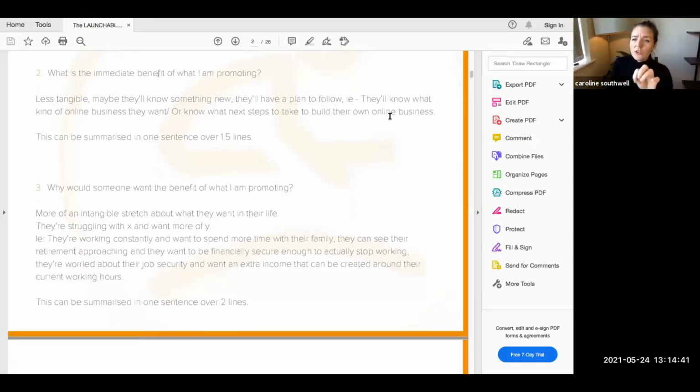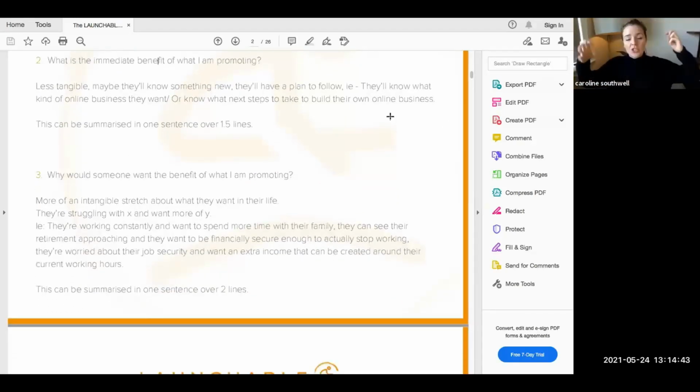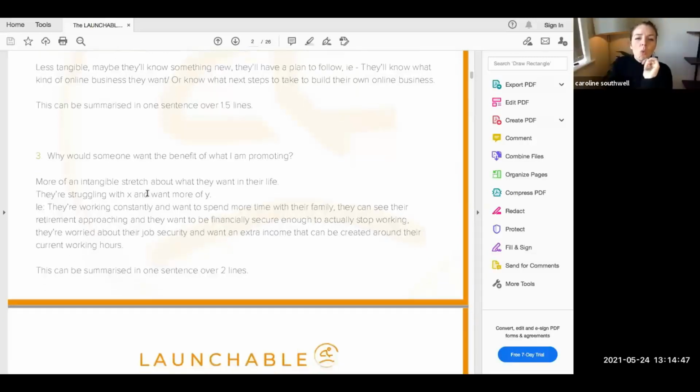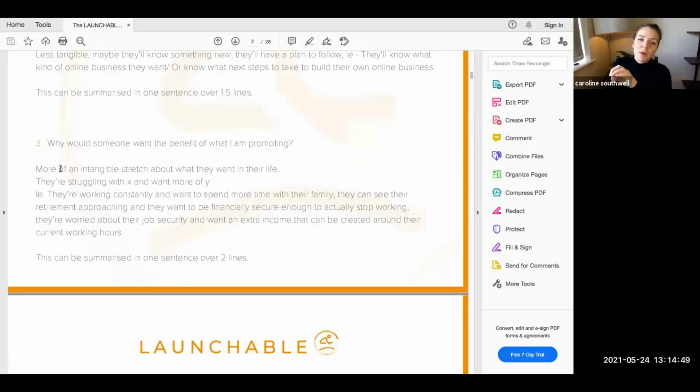Now, once you've got those 2 things, you can start to be more imaginative and dream big and be more forward thinking. So why would someone want the benefit of what you're promoting? This is where you get to be stretched. You go, okay, because they want more freedom in their life. They hate their job and they feel trapped by it. They feel unfulfilled. They feel maybe even a lack of meaning and purpose in their life. And they know that it's their job to blame, right?